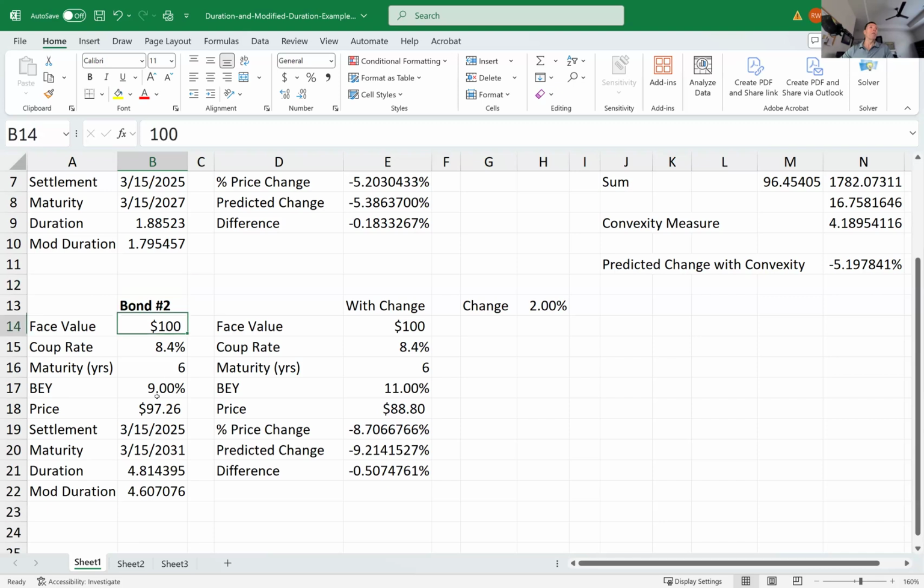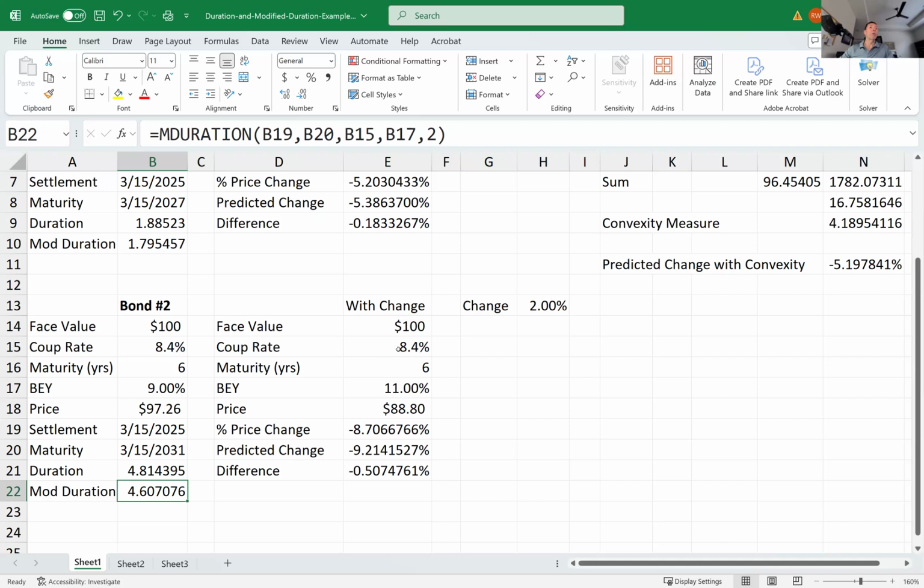Okay, here's the face value of the bond. Here's the coupon rate, 8.4%. This bond matures in 6 years. It has a yield of 9%. Here, the price is being calculated based upon that information. The settlement is whatever day you open up the spreadsheet. The maturity is going to be 6 years later. Here is its duration. I'm using the duration function. Here's its modified duration, using the modified duration function.